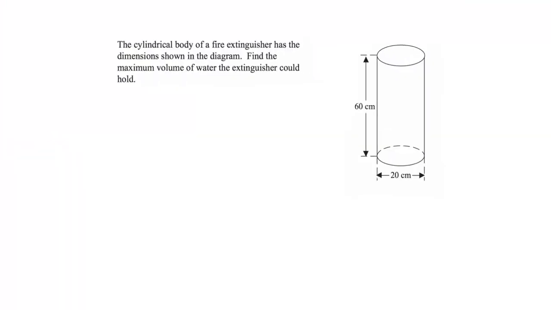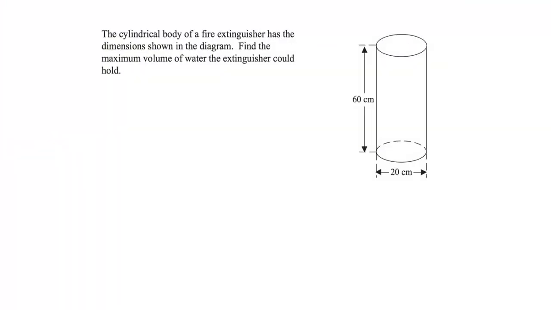Here, we need to find the volume of this cylinder. It says volume of water, so we might want to convert this to milliliters, because water is mostly measured in capacity, which means liters or milliliters, but let's get to that in a minute. First of all, we need to work out the area of the cross-section, which in this case is a circle. So that's going to be pi r squared, so pi times 10 squared, because that radius is half the diameter, which is given as 20.